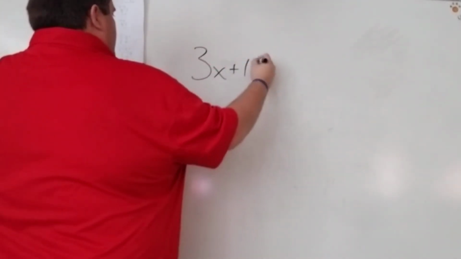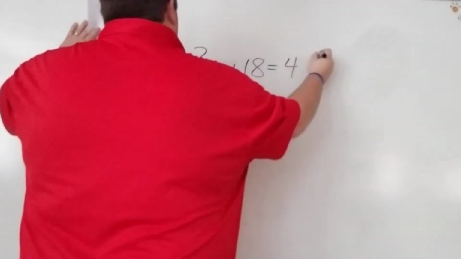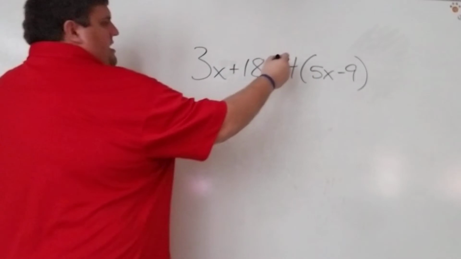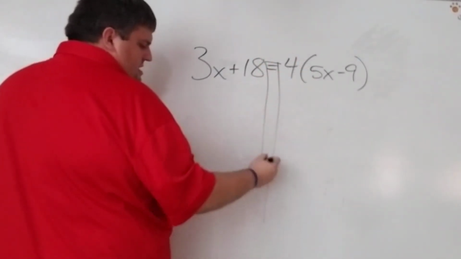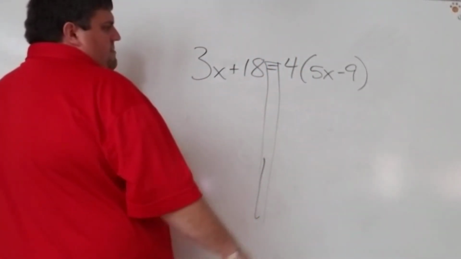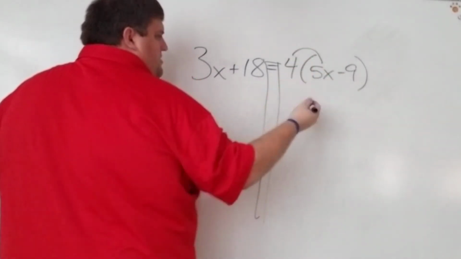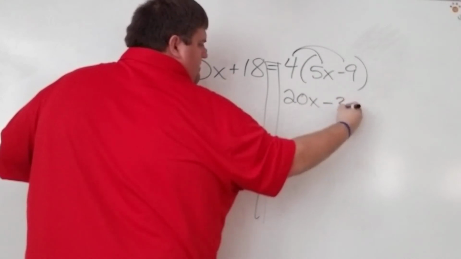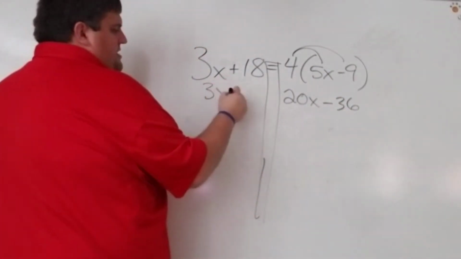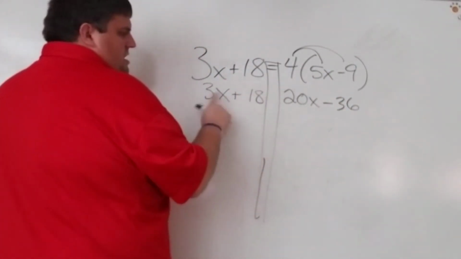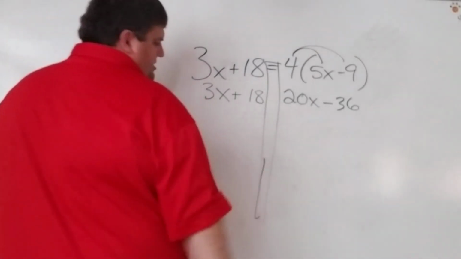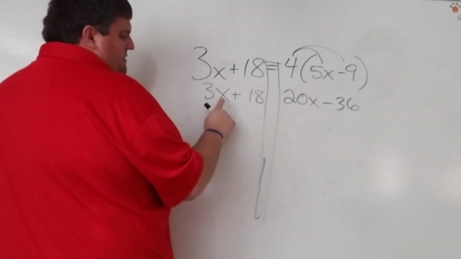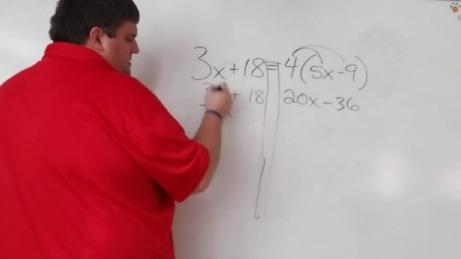3x plus 18 equals 4 times 5x minus 9. Okay, I'm going through my checklist, and I'm going to distribute first. 4 times 5x is 20x. 4 times negative 9 is negative 36. This side, nothing happened. Like terms, no like terms in this case. So then I see variables on both sides. I would want to get rid of a variable, so I'm going to minus 3x.